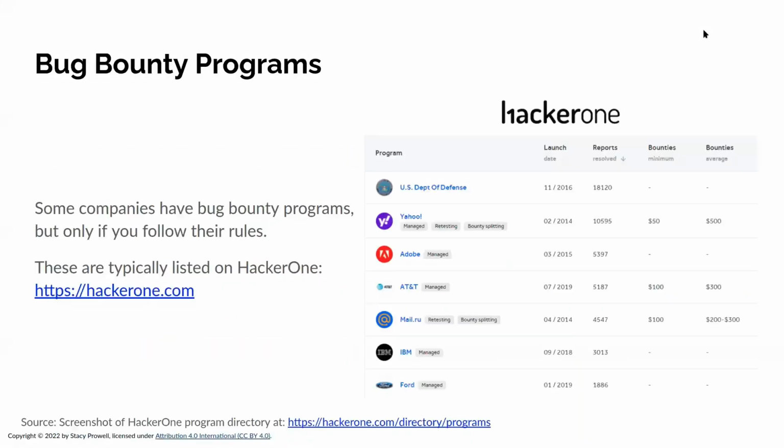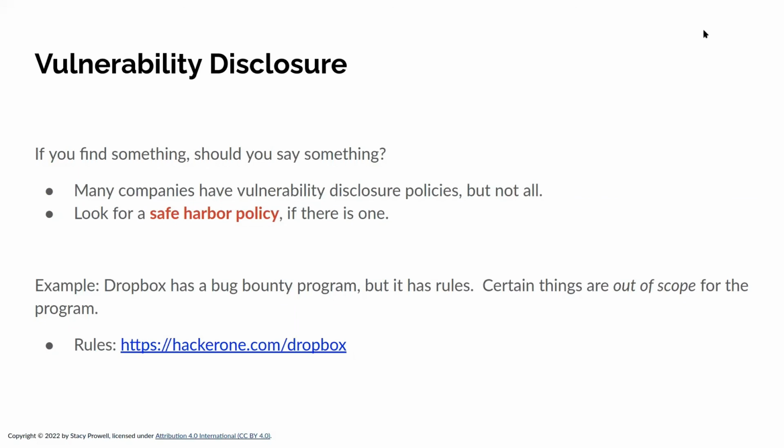Vulnerability disclosure. So if you find something, should you say something about it? Well, many companies now, once upon a time they did not, but many now have vulnerability disclosure policies, but not necessarily all of them, and they don't necessarily cover everything. So you should look for a safe harbor policy if they have one. And sometimes they have a bug bounty program. Sometimes you can get paid to disclose your vulnerability to the company itself. Sometimes you can get paid more if you disclose it somewhere else, but in general, that's legally risky, right?